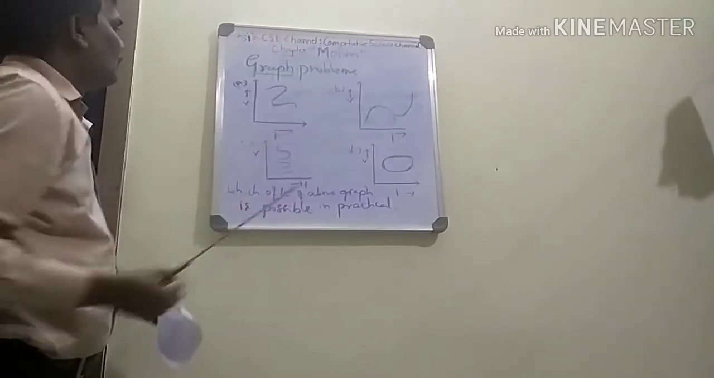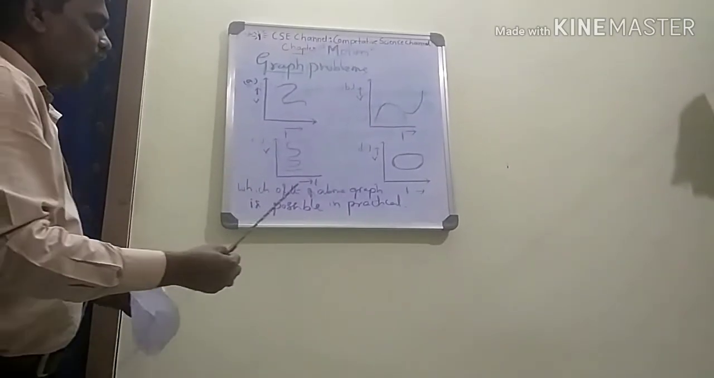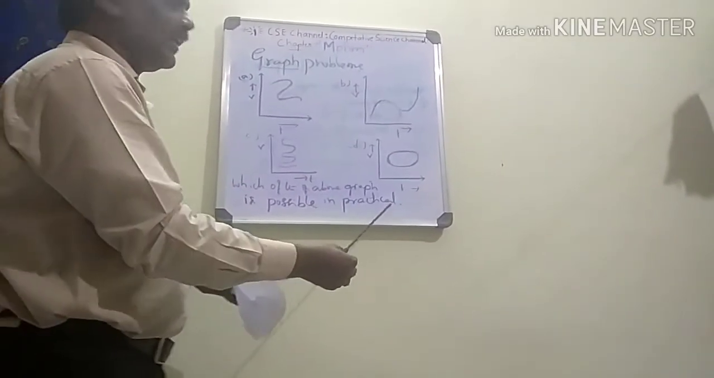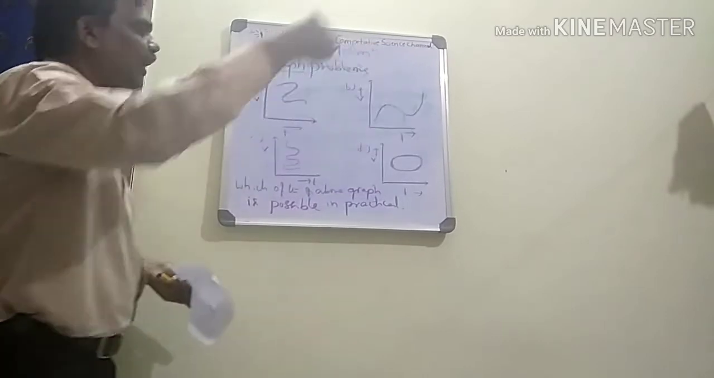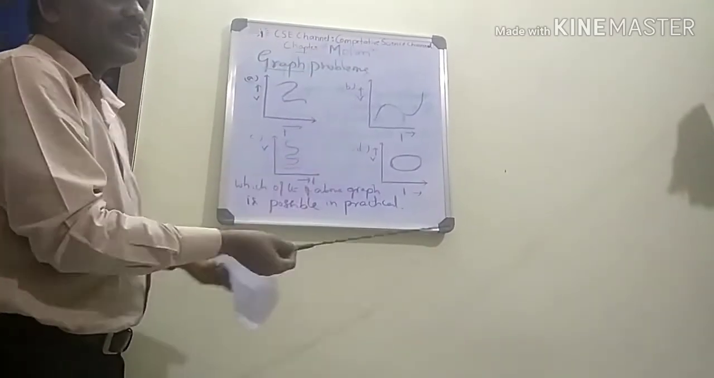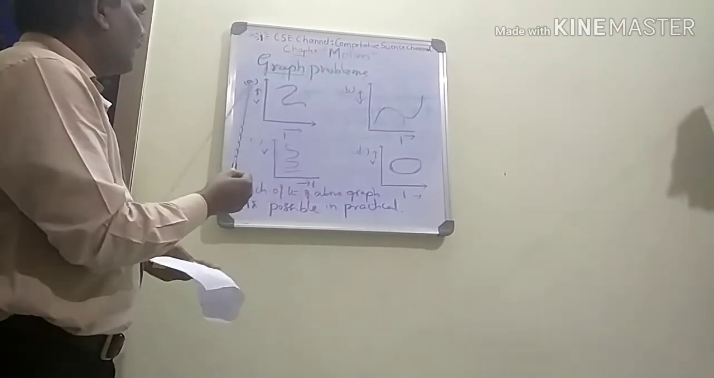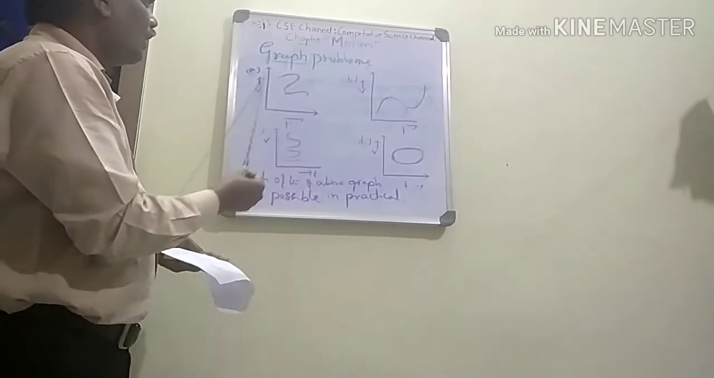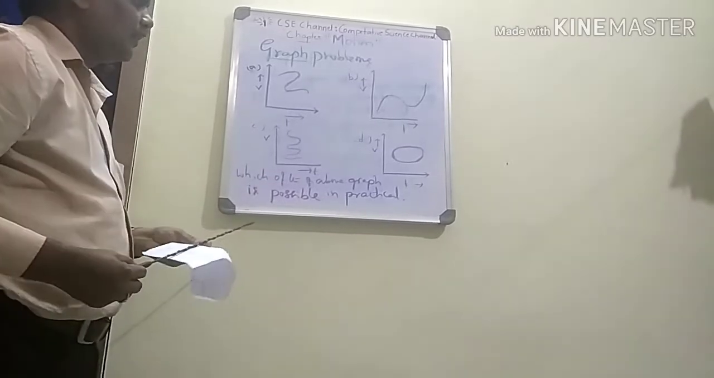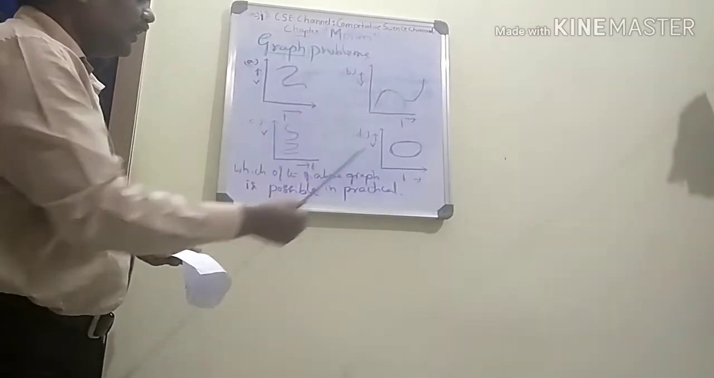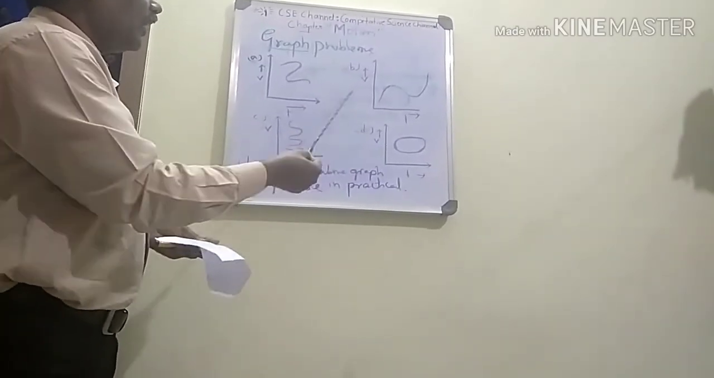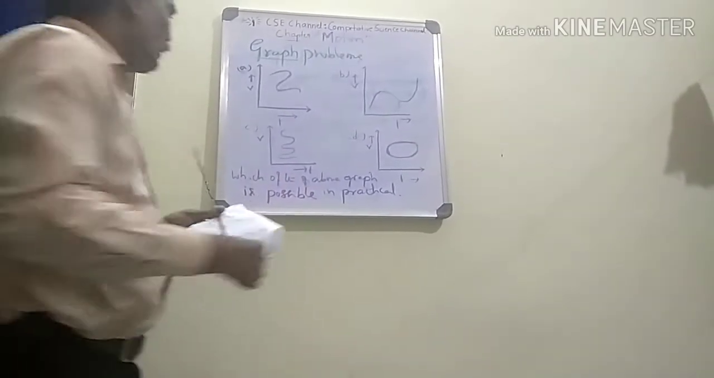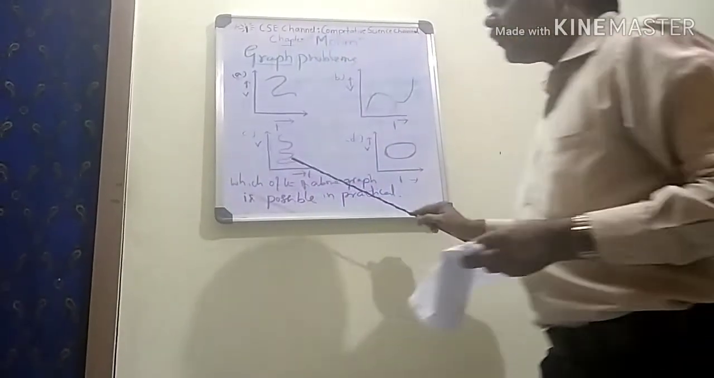Another graph problem. Which of the above graphs is possible in practice? Meaning in day-to-day practical life, which graph is possible? Here A, B, C and D are all velocity and time graphs. See, this seems to be a tough and critical graph itself. Which of the following is possible?